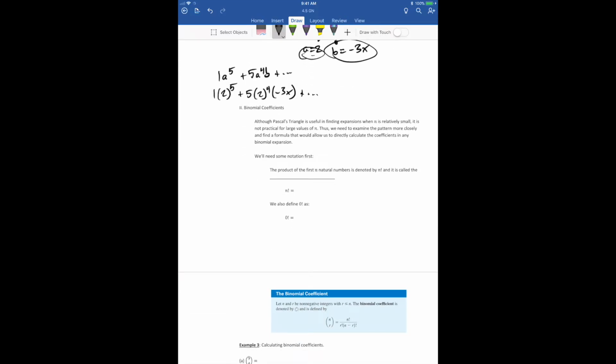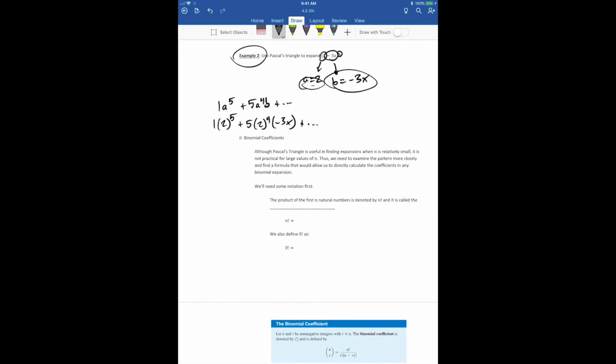So Pascal's triangle is nice. It's useful for finding expansions when n is pretty small, like a single-digit number. But I certainly don't want to find the 100th row of Pascal's triangle to raise a binomial to the 100th power. That's a lot, and not something any of us actually have time for. So we need to examine this pattern more closely, and we want a formula that would allow us to directly calculate the coefficients for any binomial expansion.